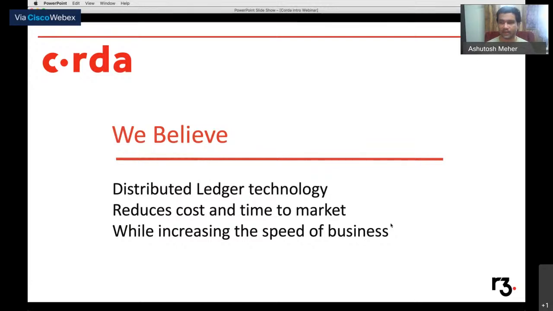We continue to hope that, and we continue to build Corda with that vision in our mind. We want you to share your beliefs. Since you are here to learn about Corda, we're sure that you'll share that belief with us as well.